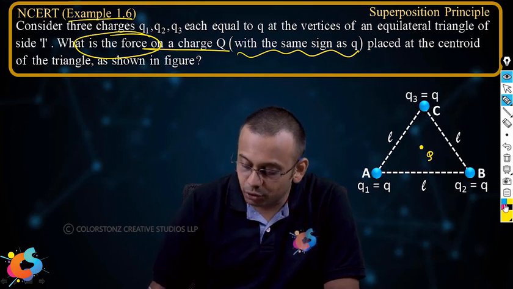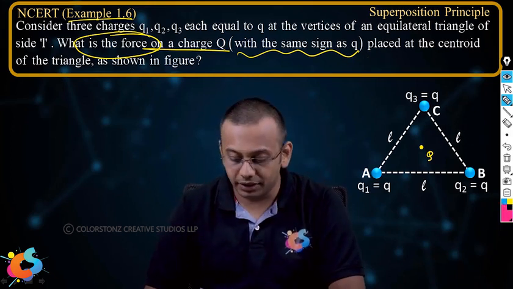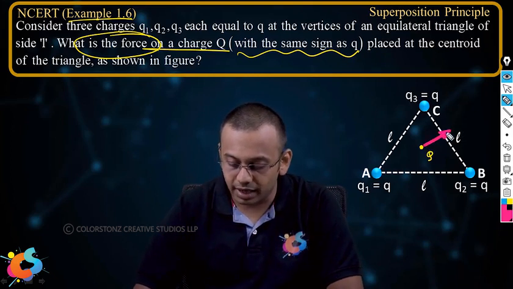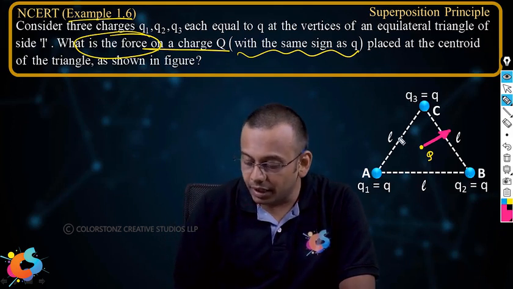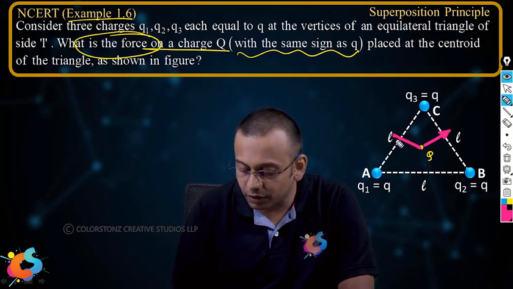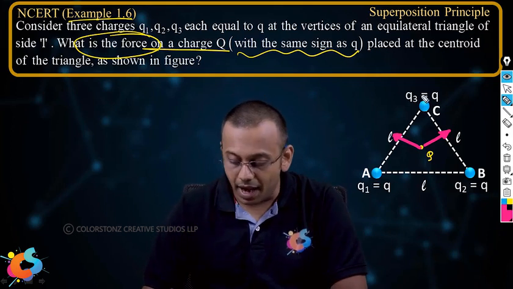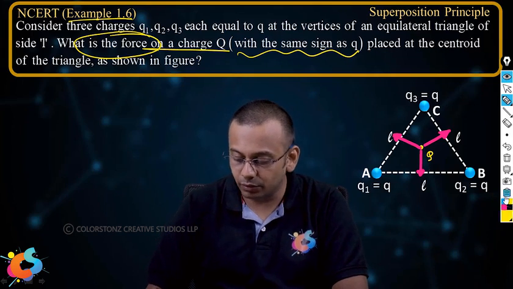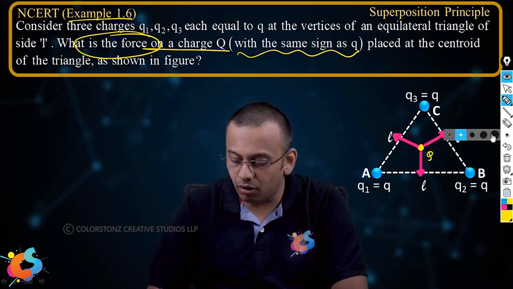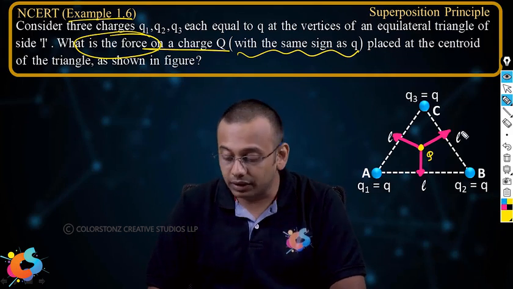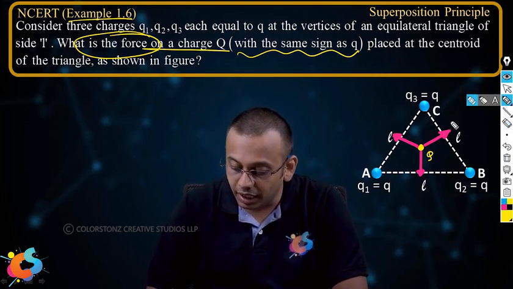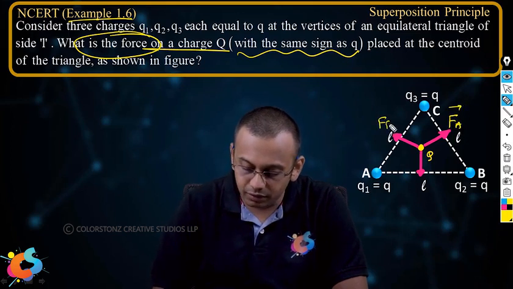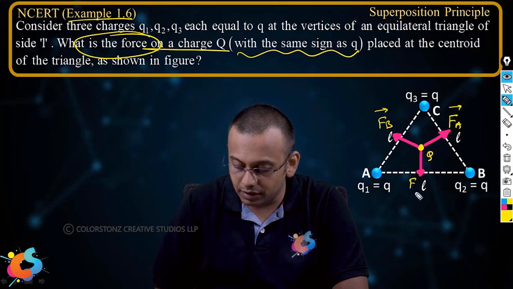So let me just try and show all these forces, how they will act. So starting from A, repulsive force from here will act like this. Then from B, again, we'll get a repulsive force like this. And from C, again, if we take a repulsive force, it will be like this. Okay. So this is how all the forces are acting on this particle. If we give the name, then this is FA, this is FB, and this is FC.